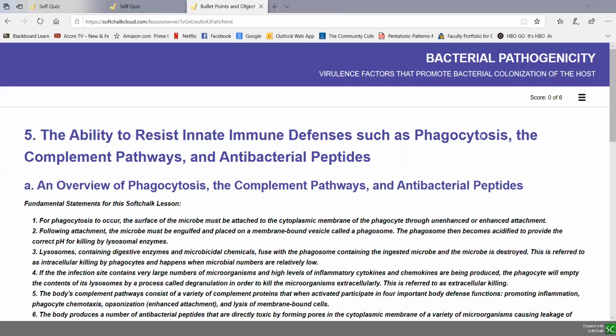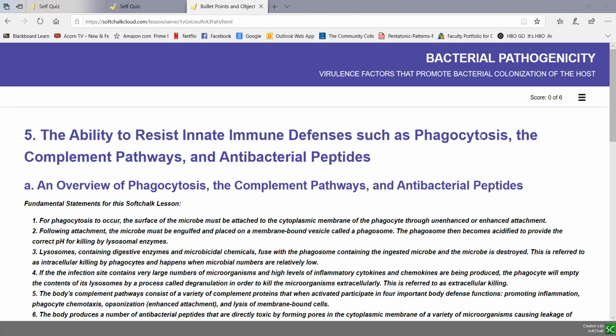In Unit 3, Lecture 2, Part 2, we're going to be overviewing parts of innate immunity, namely phagocytosis, the complement pathways, and antibacterial peptides. Now, the next two SoftChalk lessons we covered deal with the ability to resist innate immune defenses and the role that it plays in helping bacteria to colonize the body.